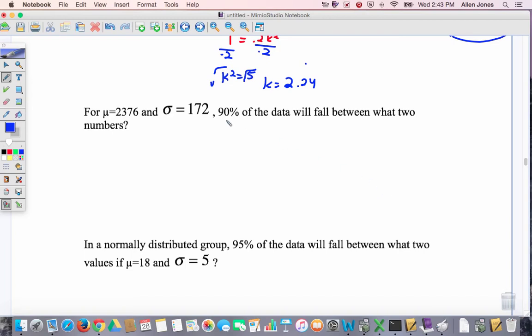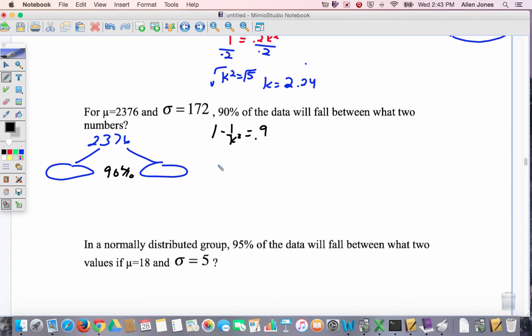Let's try that process again. Mean of 2376, standard deviation of 172. 90% of the data will fall between what two numbers? Set up the same way. 2376 is my mean. I don't know what my lower limit is or my upper limit. I just know that 90% fall between those two. Okay, so we go over here and we'll say 1 minus 1 over k squared equals that percentage of 0.9. So I'm going to zip through this a little bit quicker this time.